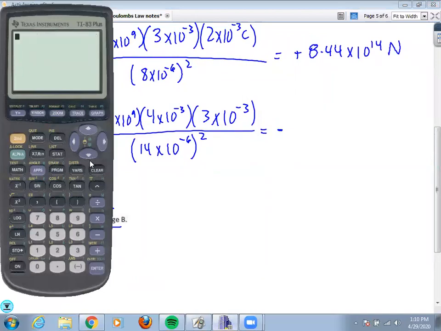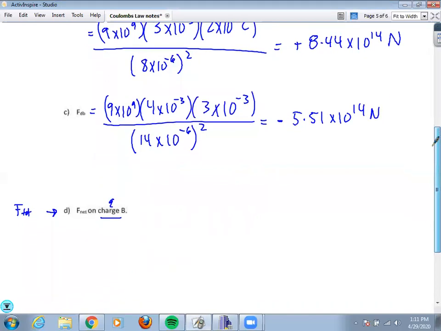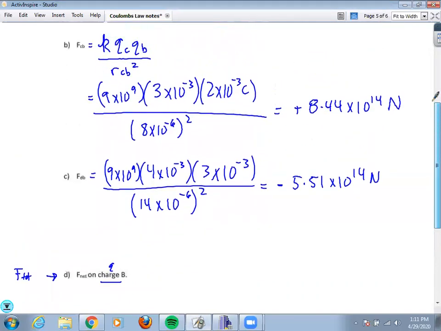And last but not least, the third force: 9 times 10 to the power of 9 times 4 times 10 to the power of negative 3 times 3 times 10 to the negative 3, divided by 14 times 10 to the power of negative 6 squared. And we get 5.51 times 10 to the power of 14. Okay, so we got the three forces, and now we just need to add them up.